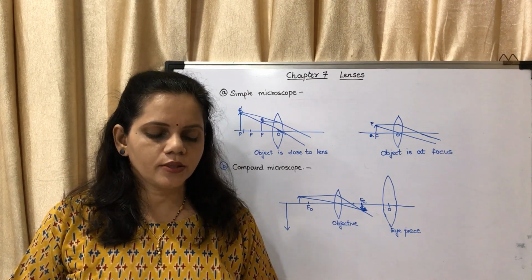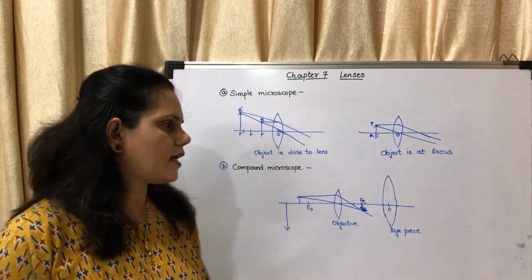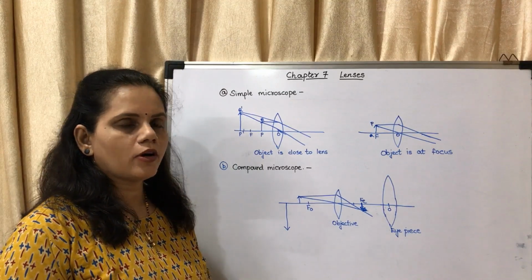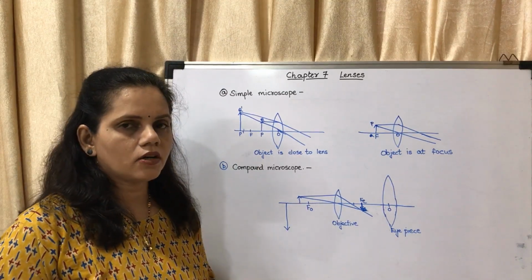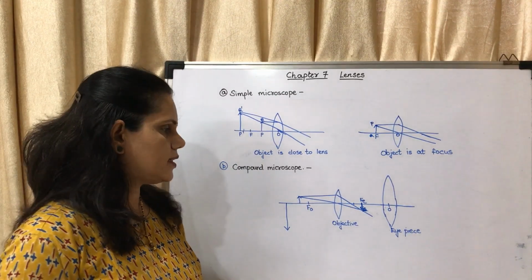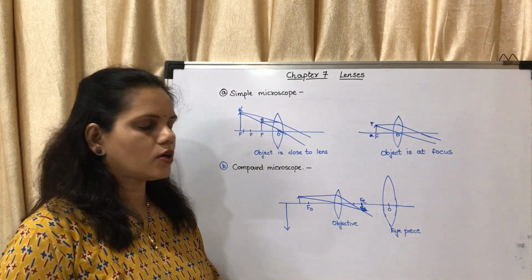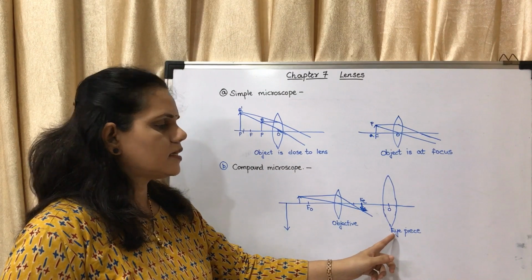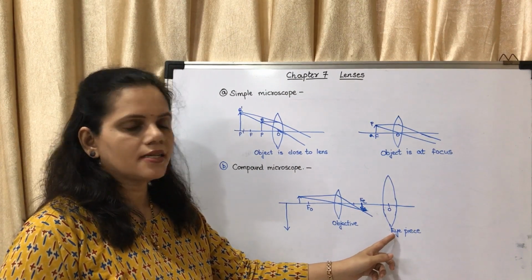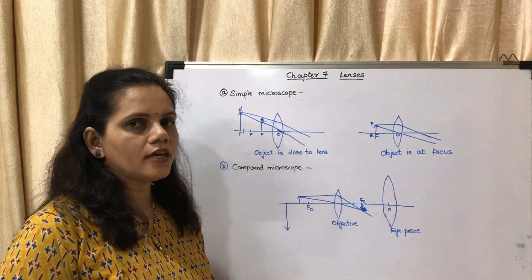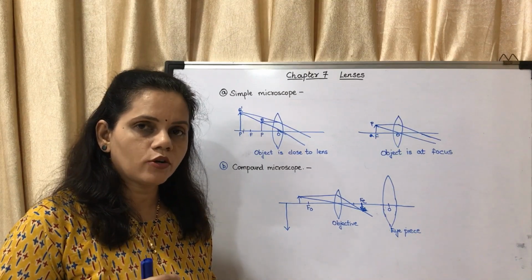Now the next one is compound microscope. Here I have drawn a ray diagram for compound microscope. I haven't drawn the complete diagram. It is for you to understand. There are two lenses, two convex lenses. One is a bigger lens. This is the eyepiece. This is through which we see. You might have seen through a compound microscope.